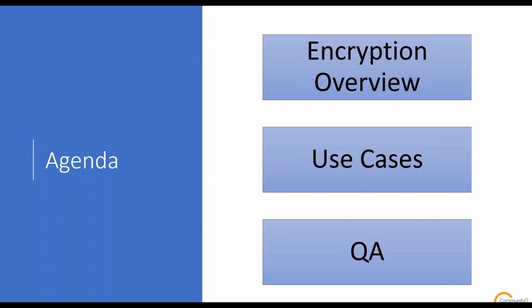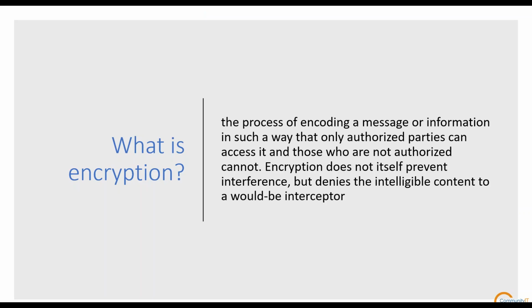So let's go ahead and jump right in to talking about what is encryption. Fundamentally, the Wikipedia definition is the process of encoding a message or information in such a way that only authorized parties can access it, and those who are not authorized cannot. Encryption itself does not prevent interference, but denies the intelligible content to a would-be interceptor. So again, encryption is that process of encoding that message.